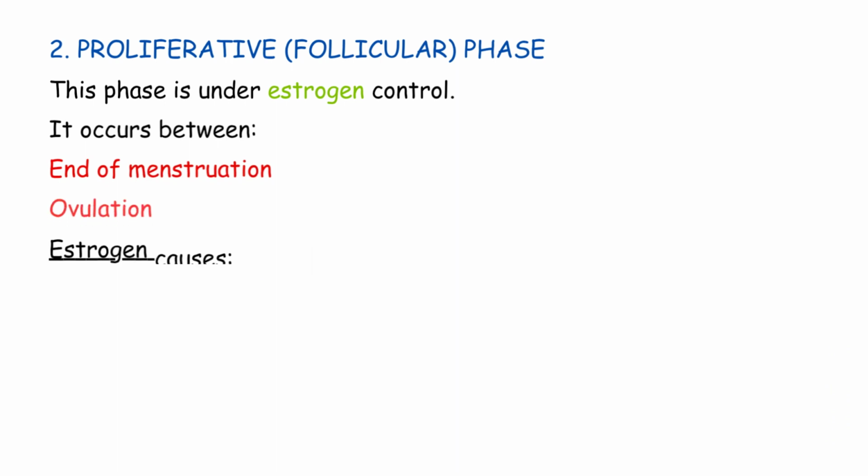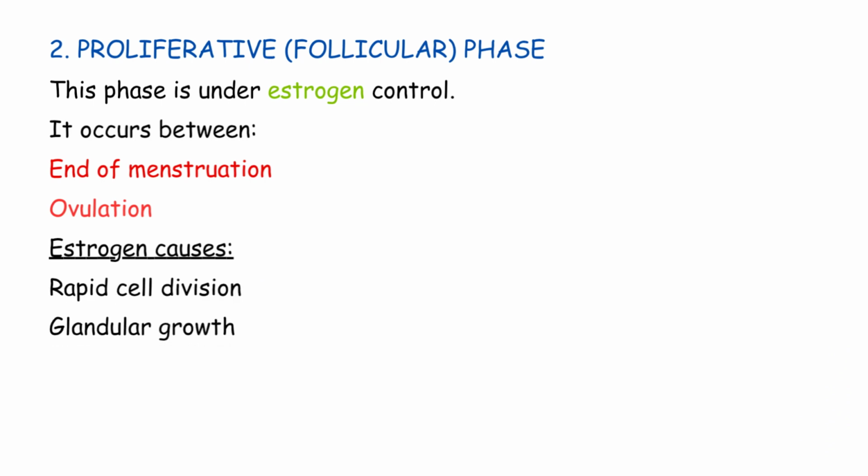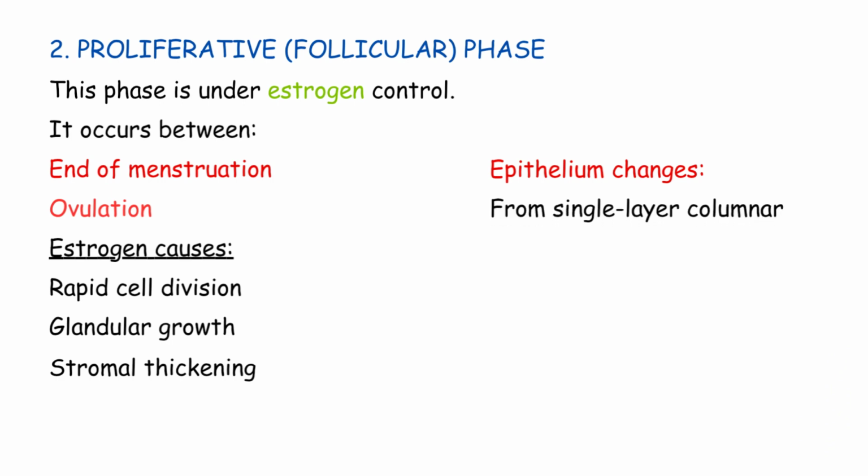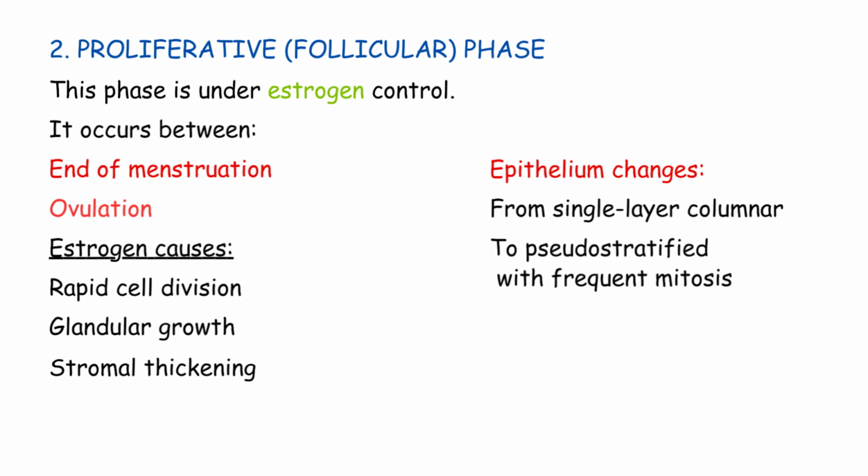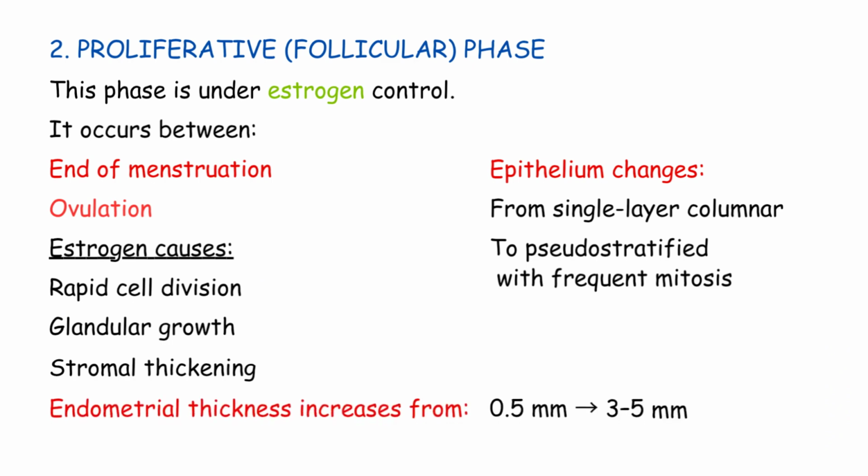What does estrogen do? Estrogen causes rapid cell division, glandular growth, stromal thickening, and epithelium changes from single-layer columnar to pseudostratified with frequent mitosis. Endometrial thickness increases from 0.5 millimeters to 3 to 5 millimeters, and spiral arteries lengthen. Important concept: an estrogen-dominant endometrium is unstable. If estrogen continues without progesterone, as in anovulation, endometrial hyperplasia occurs. Irregular bleeding develops.